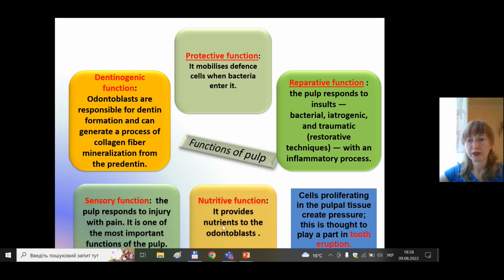Nutritive function, it provides nutrients to the odontoblasts. Sensory function, the pulp responds to injury with pain. It is one of the most important functions of the pulp. Dentinogenic function, odontoblasts are responsible for dentine formation and can generate a process of collagen fiber mineralization from the predentine. And of course, cells proliferating in the pulpal tissue create pressure, and this is thought to play a part in tooth eruption.